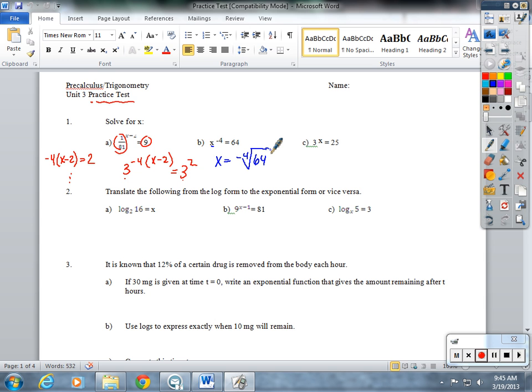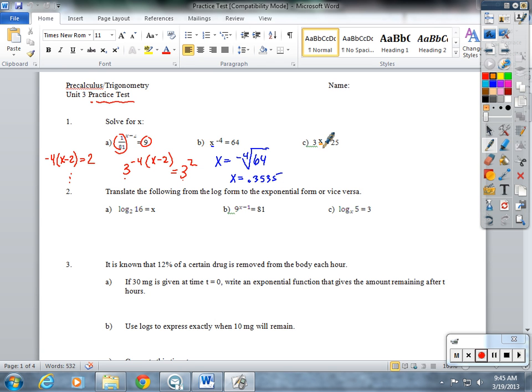If you're going to use the calculator and use the x root function, you need to put the negative 4 in parentheses to be able to do that. Okay, so the negative 4th root of 64 ends up being 0.3535. Okay, and then last is letter C.